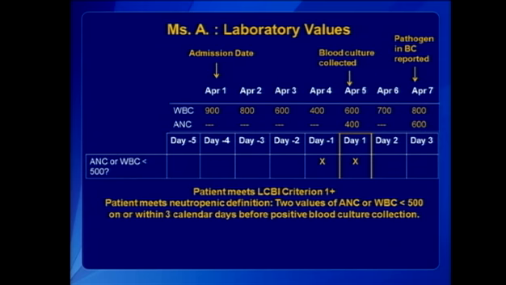So as you can see, day of positive blood culture collection is here. We identify that as day 1. And on that day, she had an ANC of 400. And then on the day before, she had a WBC of 400. So you can see that it can be a mixture of ANCs and WBCs. It doesn't have to be just all WBCs or all ANCs.